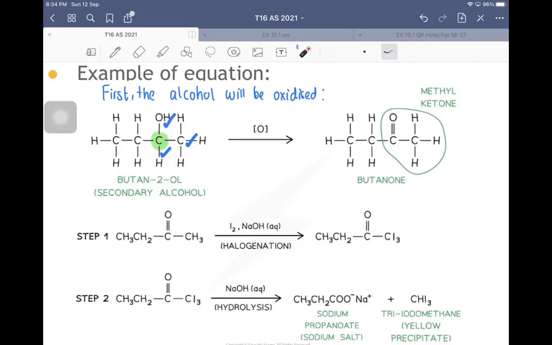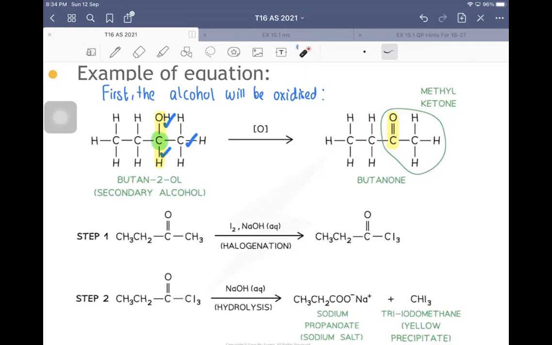Okay, so I'm just going to highlight that using a different color. Okay, and now that bond becomes C double bond O. Okay, and you can see that this is a methyl ketone. In the next topic, we will learn about this methyl ketone. It is the functional group, or the part of the group that actually reacts in an iodoform reaction.